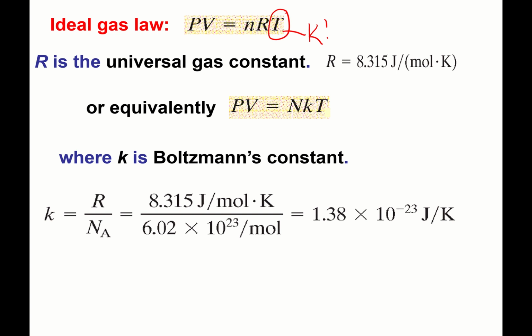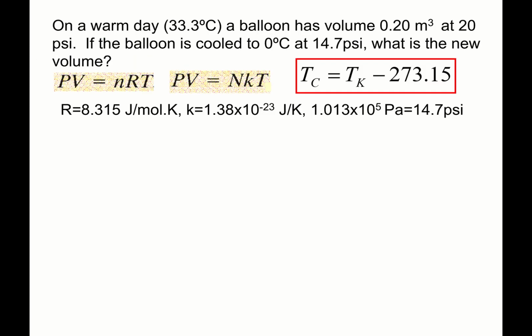Or equivalently, we can write it in terms of the number of atoms instead of number of moles. PV equals NkT, where k is Boltzmann's constant, which is just the universal gas constant divided by Avogadro's number, and it's a very small number, 1.38 times 10 to the minus 23 joules per Kelvin. So let's do a calculation. Okay, and this is one of the main calculations for this chapter. You should be able to do an ideal gas law problem for the test.